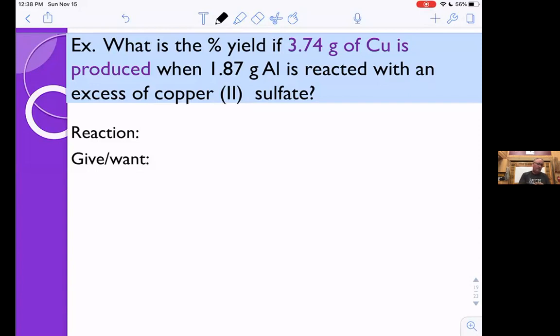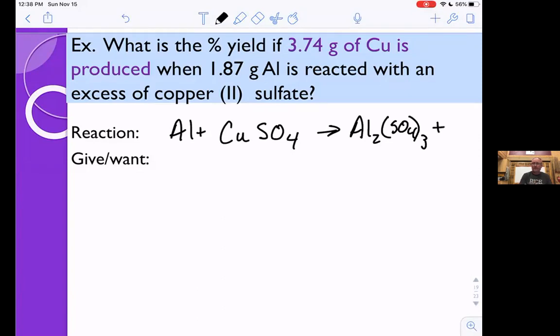So let's go try. I need to write a balanced equation first. So aluminum is going to react with copper 2 sulfate. Sulfate is a 2- charge, copper 2 is 2+, so this is going to be CuSO4. And I'm going to produce aluminum sulfate, which is going to be Al2(SO4)3. Aluminum is above copper on the activity series. It is more active, so it will replace the copper. And what I'll be left with as another product is copper.